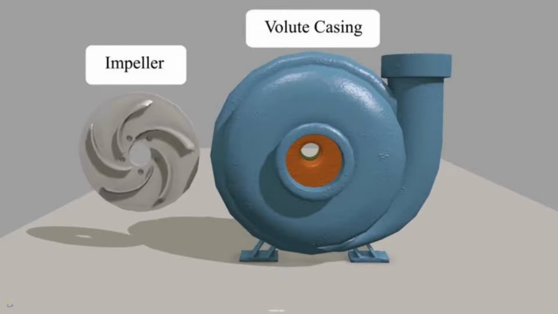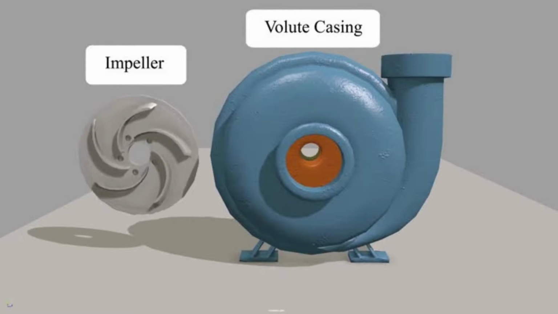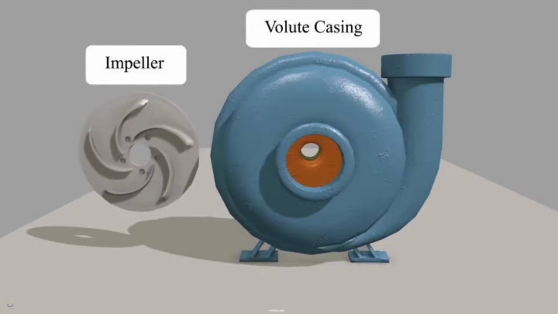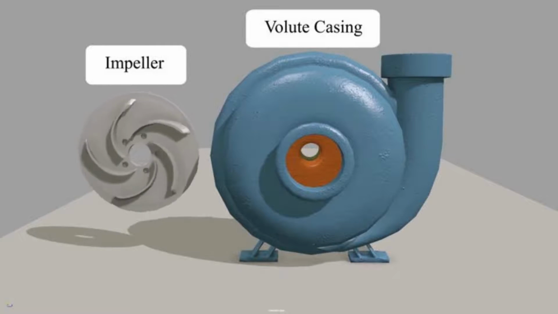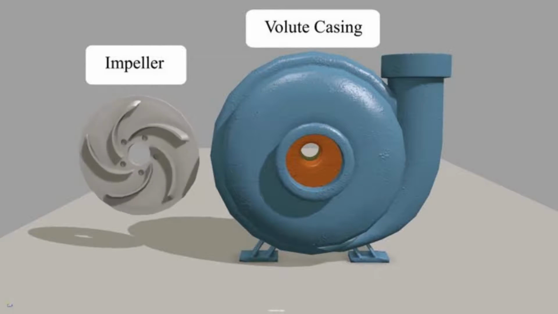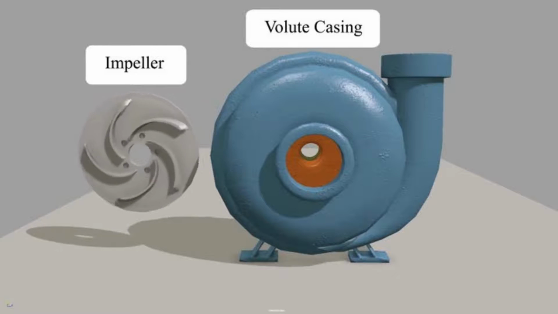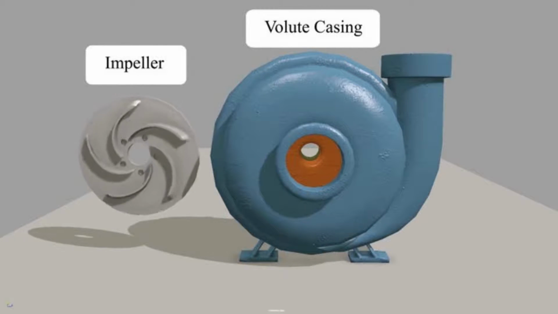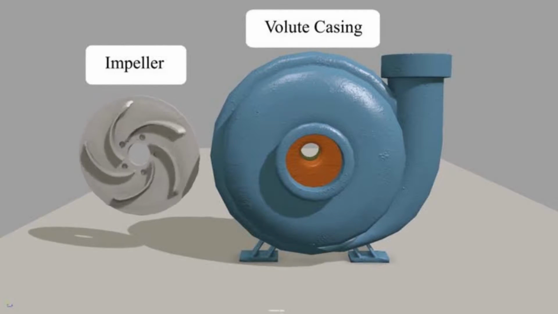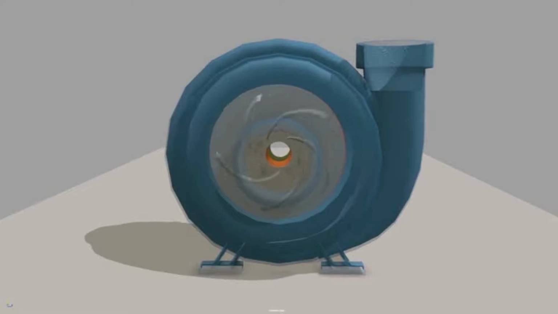Components of centrifugal pumps. In order for a pump to be classified as a centrifugal pump, it needs to have two unique components. The first is a rotating disc with curved blade-like vanes on it called an impeller. The second is a specially shaped pipe called a volute casing, which contains the impeller and the pump fluid.